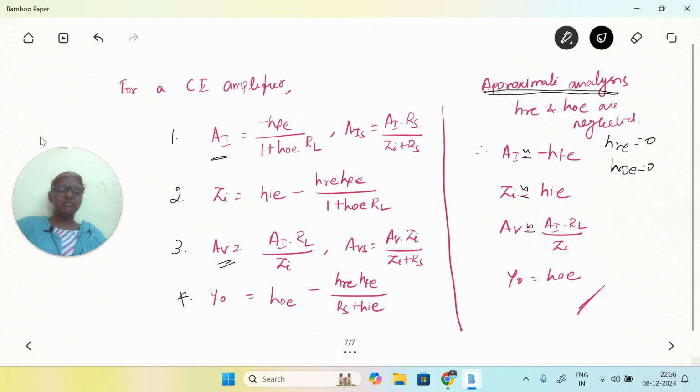AV can be calculated from AI and Zi. And Y0 is taken as H0E. As H0E is neglected, Y0 is very small, or in terms of R0 or Z0, the output impedance is 1 by 0, which is equal to an infinite value. So this is an important characteristic of an amplifier. With this, we conclude the small signal analysis of the common emitter amplifier. Thank you.